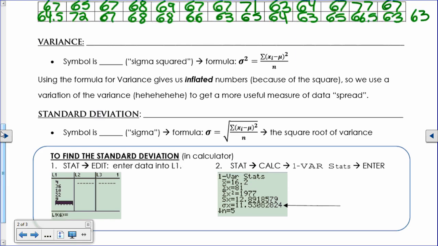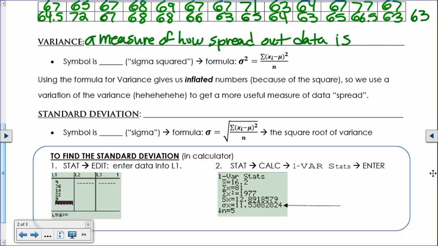Alright. Our next word is variance. The variance is a measure of how spread out data is.